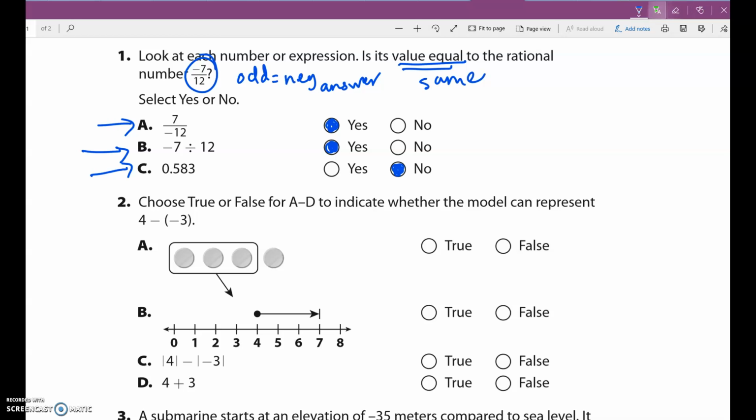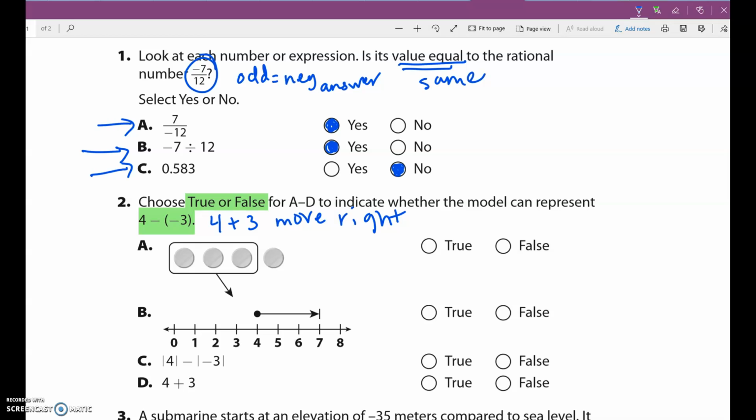In number 2, we are looking at true or false. And we want to know if 4 minus negative 2, meaning that 4 minus negative 2, we're going to make a U-turn like I said. So this is going to be 4 plus 3 because we're moving to the right. We are subtracting a negative.